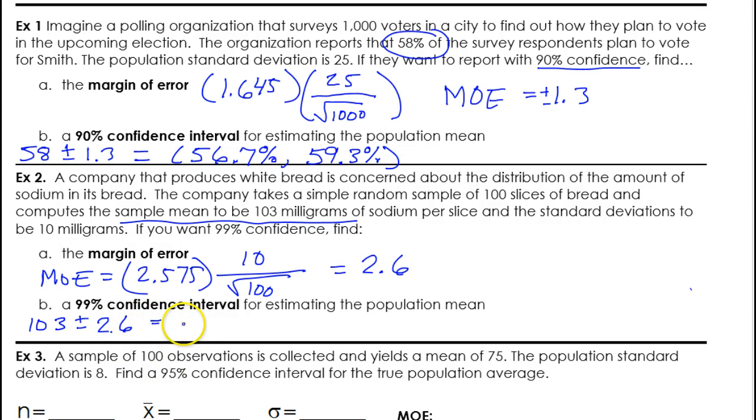So do that and tell me what you get for the confidence interval. What's the lower bound? 100.4. Okay, what's the upper bound? 105.6. And these are not percentages, right? These are milligrams. So we can be 99% sure that the actual average sodium content for the entire factory will be somewhere between these two numbers.